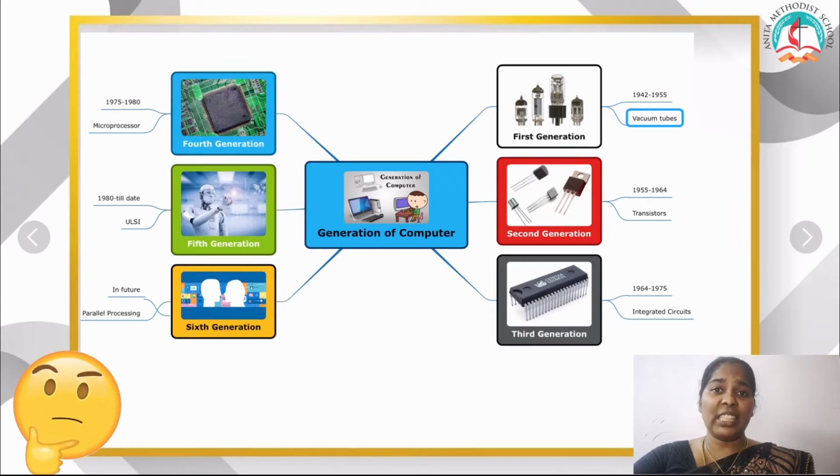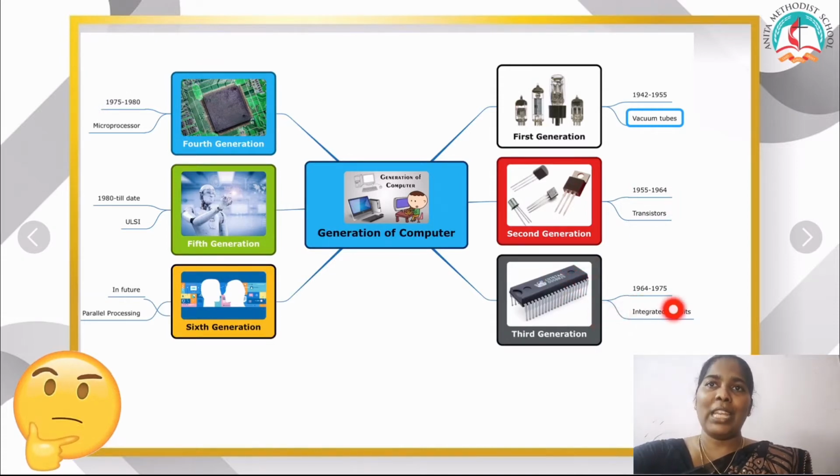Yes, we have 6 generations of computer. First one is the first generation of computer. Here they used vacuum tubes from 1940 to 1955. And the second one is the second generation of computer. Here they used transistors, 1955 to 1964. Third one is integrated circuit, 1964 to 1975.